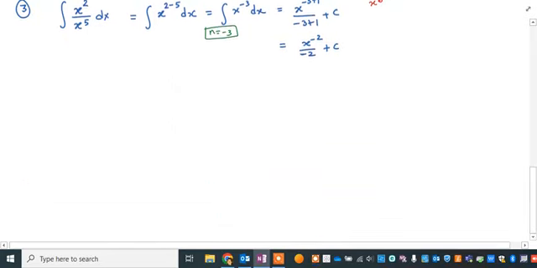Okay. Similarly, we have a rule for the exponential function. What does that rule say? That rule says that integral of e power x dx is the same, e power x plus the constant.